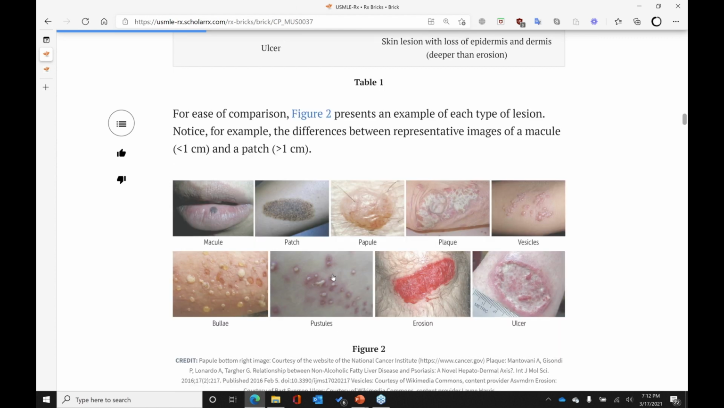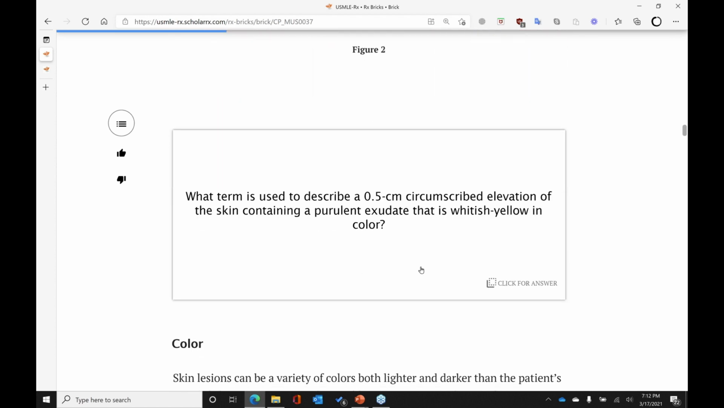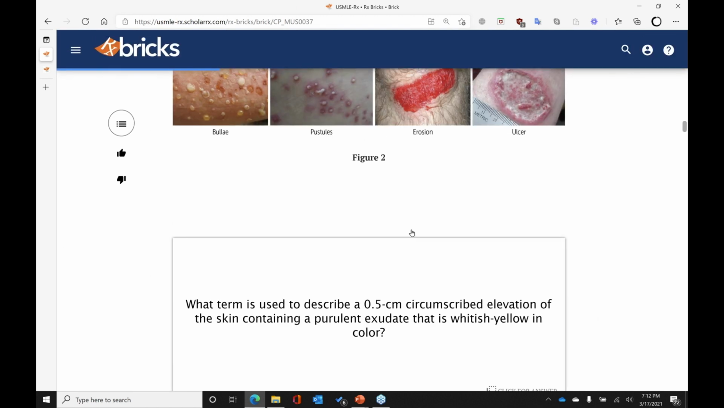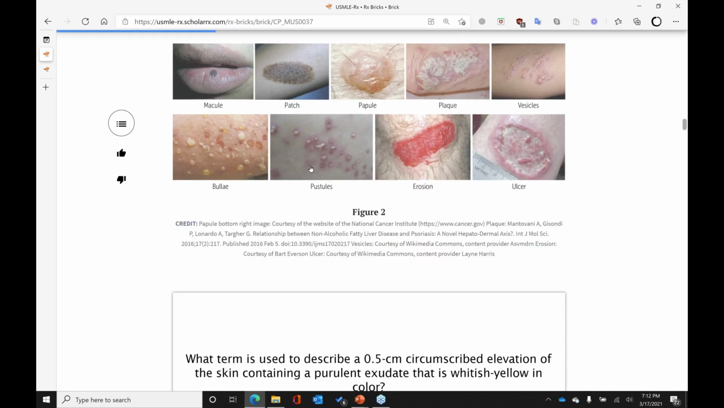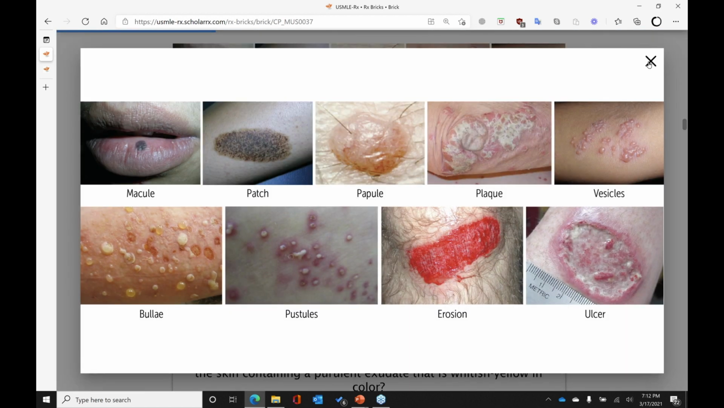And it's interactive, with flashcards. You can see your virtual flashcards. So what term is used to describe a small circumscribed elevation of skin with a pus exudate, right? It's a pustule, right? So this clearly tees off some of the things that you've just been reading here. You can zoom in on the images, so you can take a closer look further in to see what's going on.